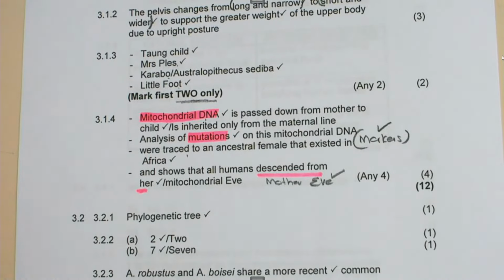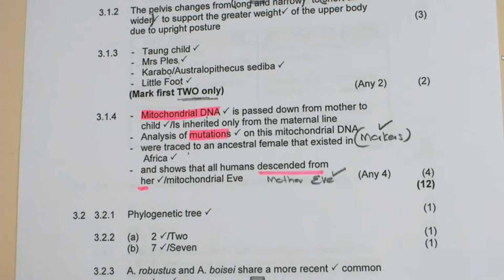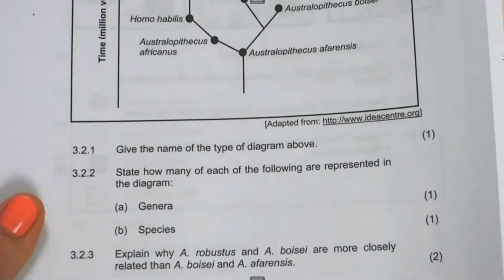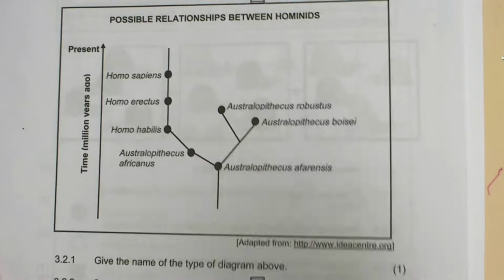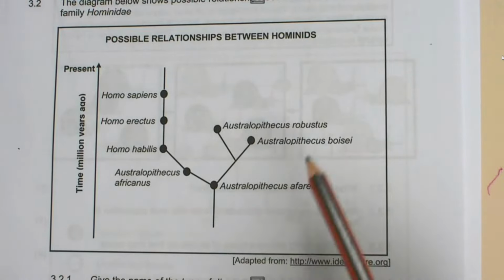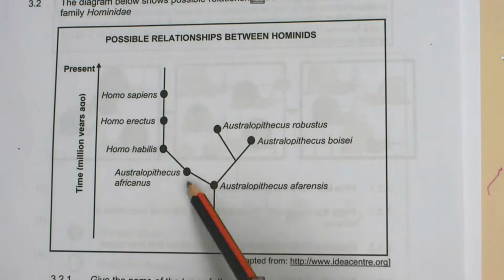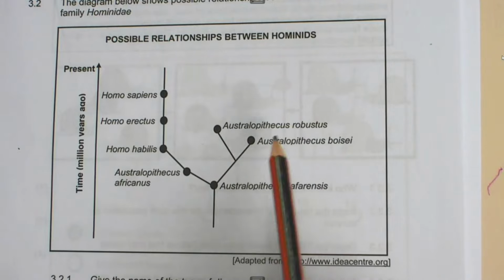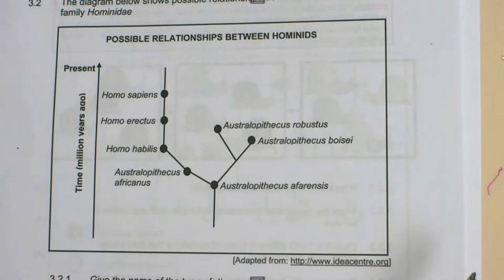Then the next one is: explain this diagram, or give the name of this diagram. This is a phylogenetic tree. It's not a cladogram, because a cladogram must have characteristics with it, and then it's called a cladogram. In this case, it's a phylogenetic tree.